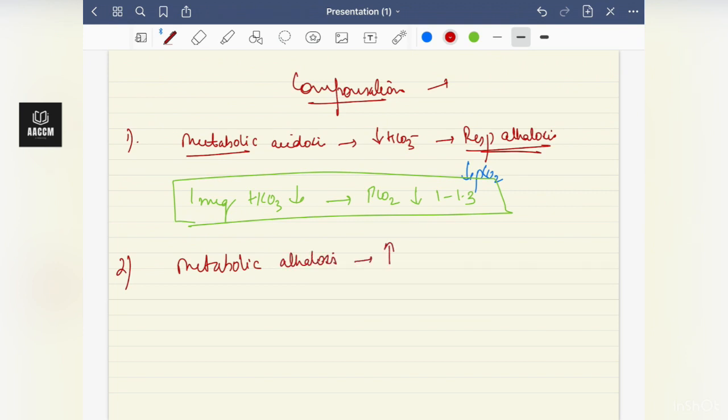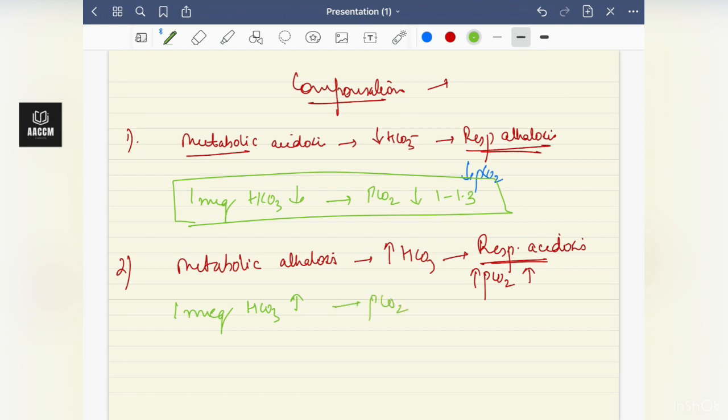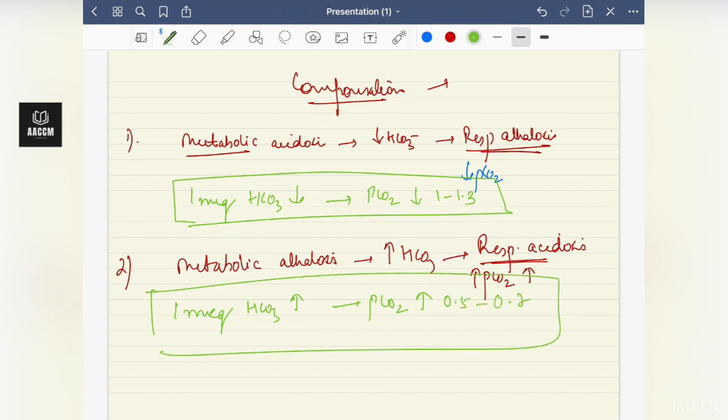Coming to the second point, that is metabolic alkalosis. Here the primary defect is the increase in the bicarbonate levels. For that, the compensation will be respiratory acidosis, so the PCO2 level should increase. Again, for 1 milliequivalent increase in the bicarbonate level, the PCO2 levels should increase by 0.5 to 0.7. This is for metabolic alkalosis.